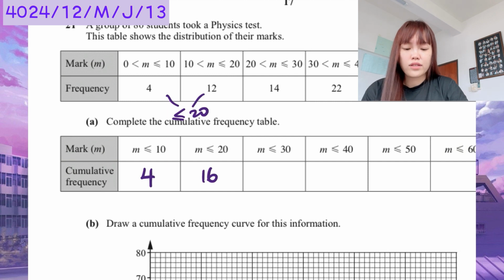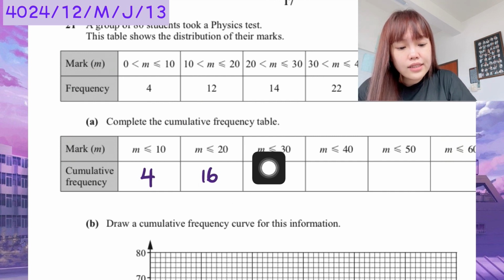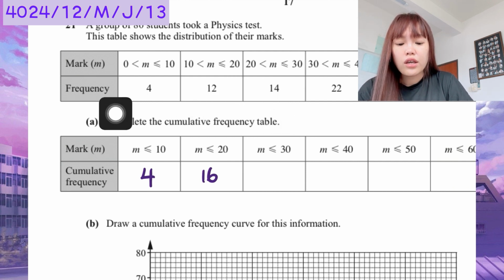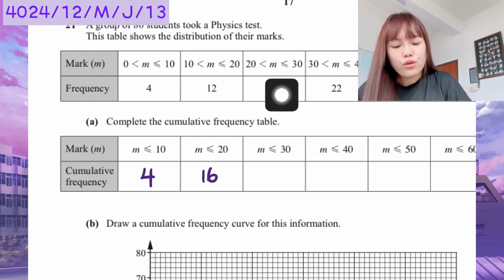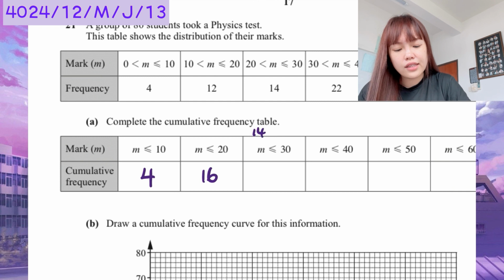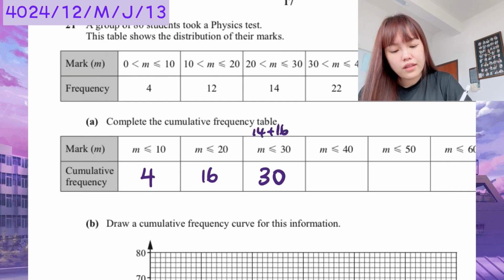Less than or equal to 20. Okay, less than or equal to 20, the marks are the marks, which is 16 of them. Then less than 30, including the 20 to 30, which is 14. Including the 12 and 4 also. So which means for the 14, you just need to plus with the 16. Okay, 14 plus 16 here is 30.